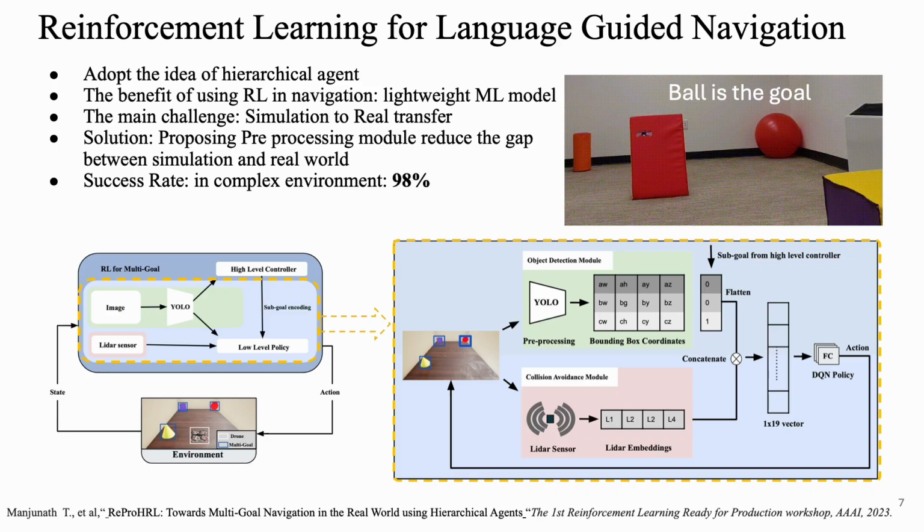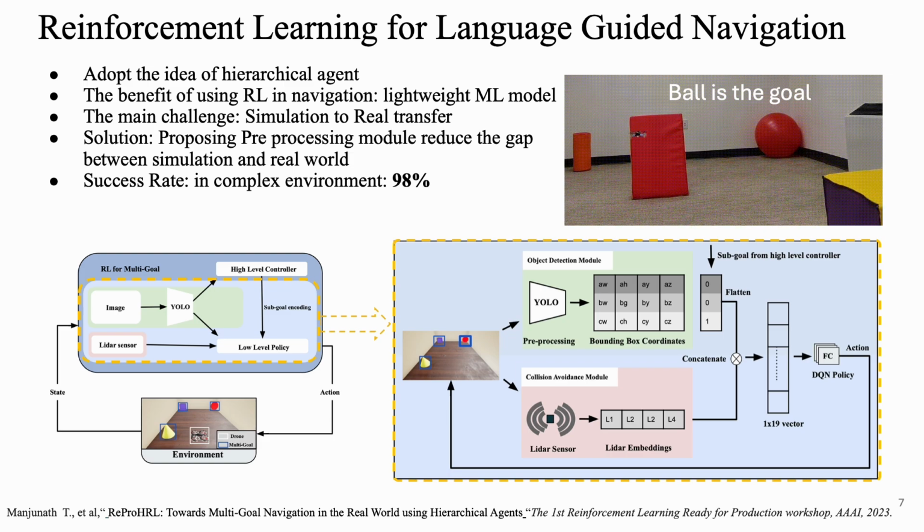This slide showcases our approach to language-guided navigation using reinforcement learning. We adopt the idea of a hierarchical agent to split the navigation task into two levels: a high-level controller that interprets the language-based goal, and a low-level policy that handles actual movement and obstacle avoidance. One of the key benefits of using RL in this context is that we can deploy lightweight models suitable for real-time navigation on edge devices.